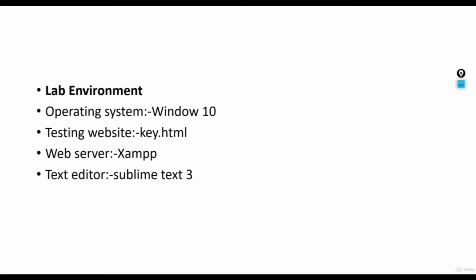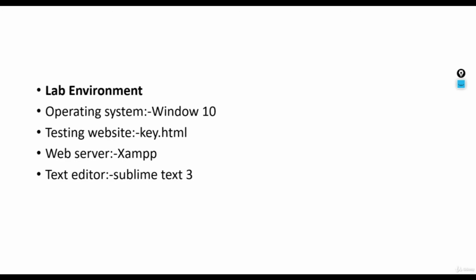So we have the lab environment over here. We'll be using the Windows 10 operating system. The testing website will be a copy of testphp.vulnweb.com, which is our test environment, and the web server will be XAMPP. We'll use the Sublime text editor to write our JavaScript code, and we'll also write our own PHP code in it.